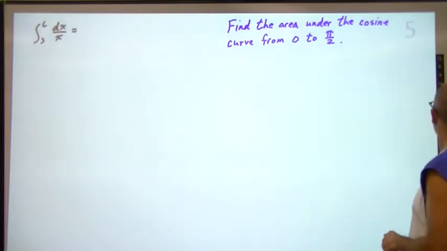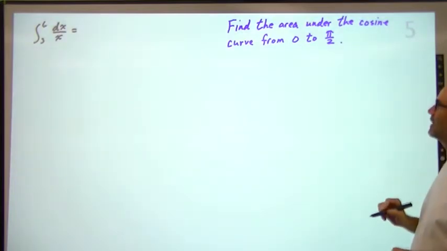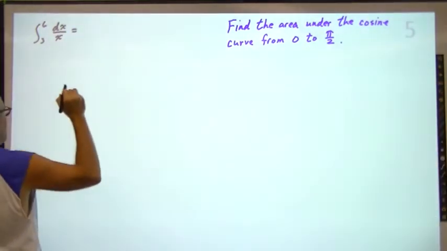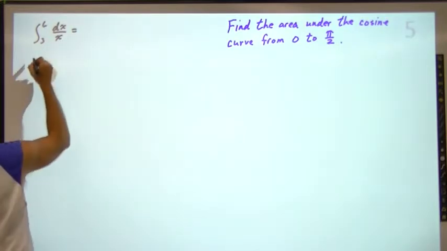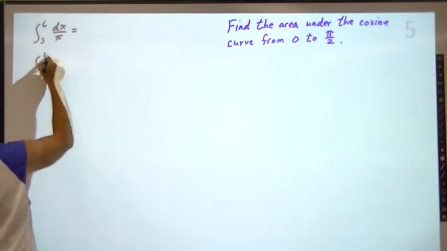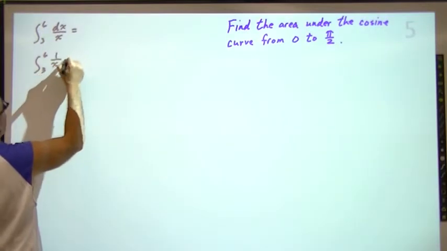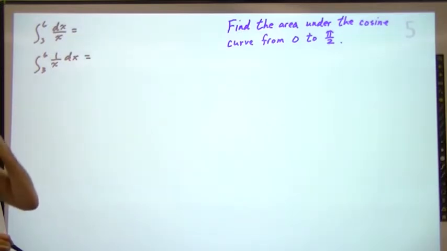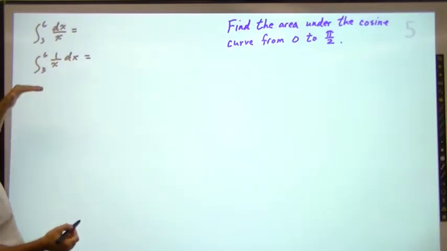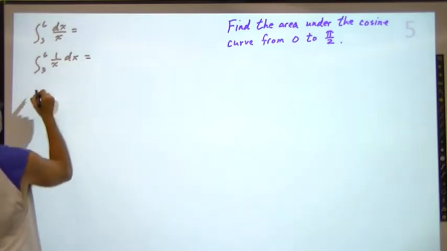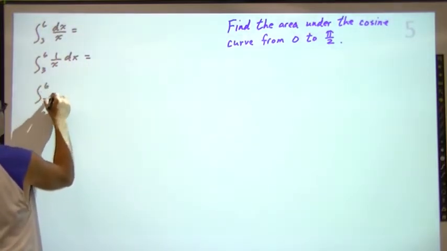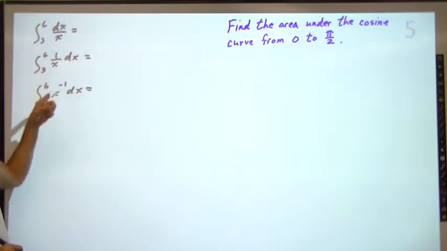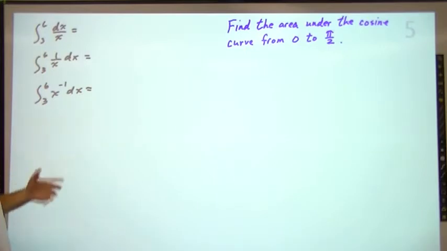The integral from 3 to 6 of dx over x. This really equals the integral from 3 to 6 of 1 over x dx. Now, what's the antiderivative of 1 over x? Well, you can't just say, this would be the integral from 3 to 6 of x to the negative 1 dx. So you can't just go, oh, okay, raise it by 1, so it'd be x to the 0 over 0. Can't do that.